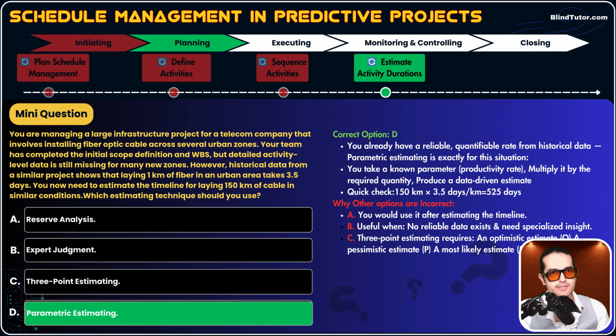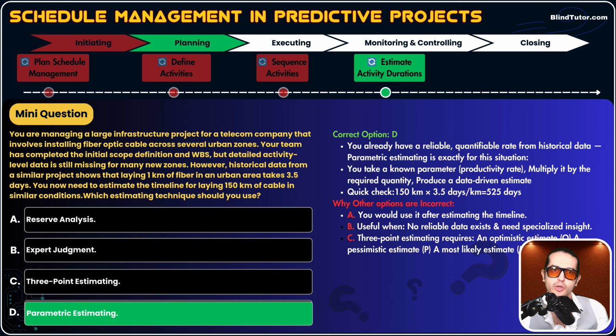And why not 3-point estimating? Guys, we don't have optimistic, pessimistic, and most likely estimates. We don't have this data in the question. The question only gave us one parameter, which is the productivity rate. We use that productivity rate to get to the estimation. That's why parametric estimating is the correct option.